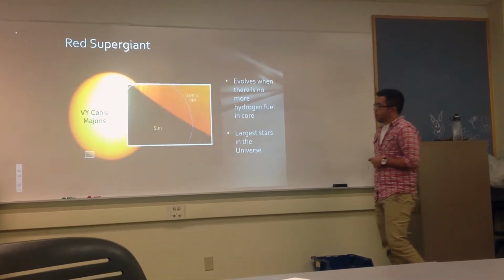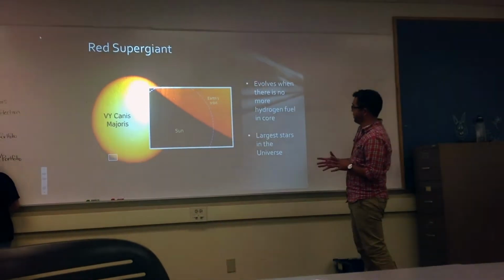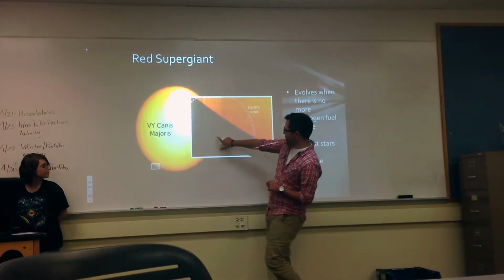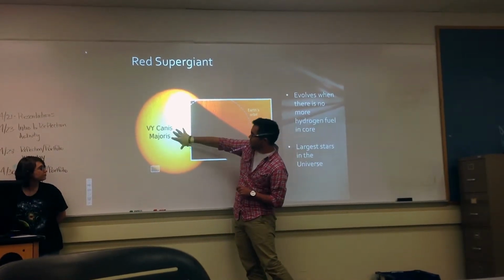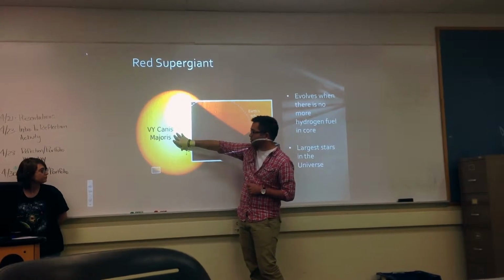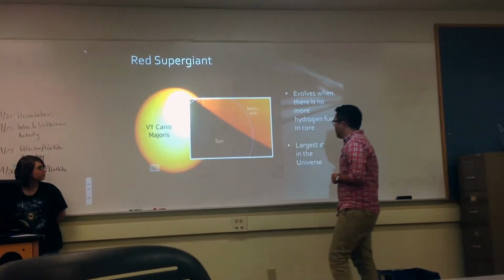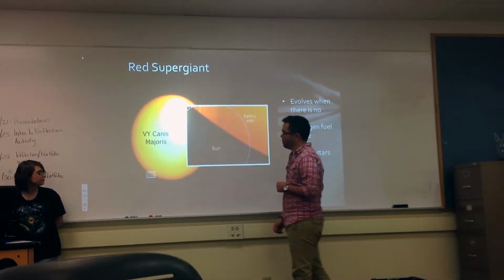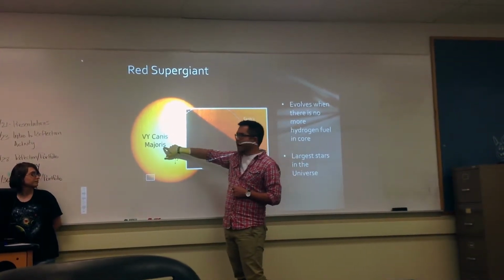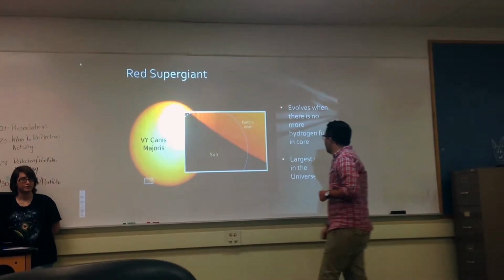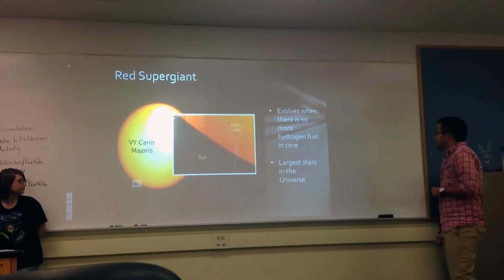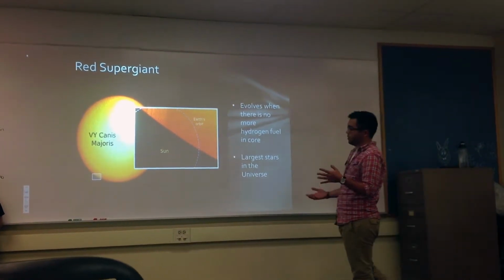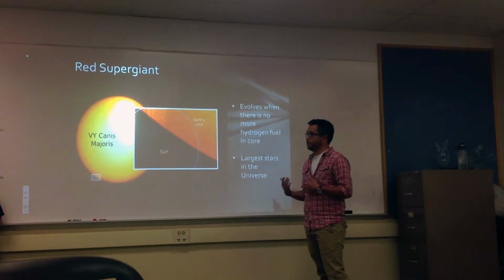So just like the sun, they go into a red phase, but this is the red supergiant phase. These are the largest stars in the known universe. If you see here, this is the sun, and this is a red supergiant. This is the largest star in the universe that we know of, VY Canis Majoris. If the sun was the size of a basketball at the foot of the Empire State Building, this star would be half the height of the Empire State Building. It evolves when there's no longer hydrogen fuel in the core, just like the sun, and then from there it goes through layering each element.